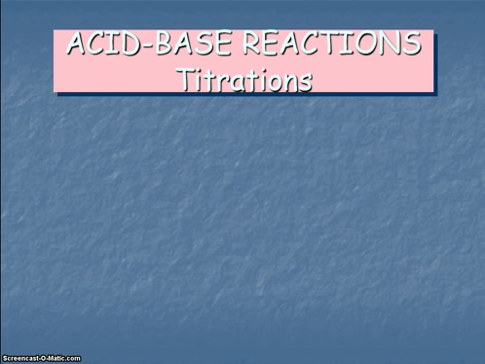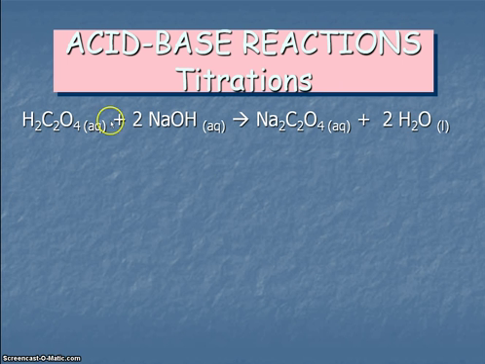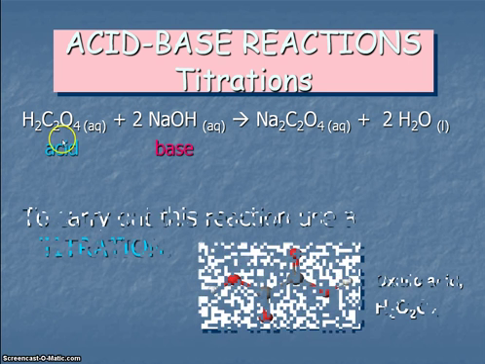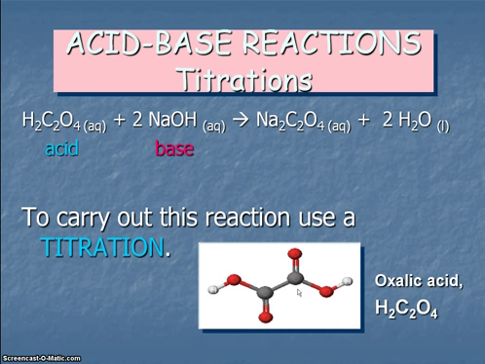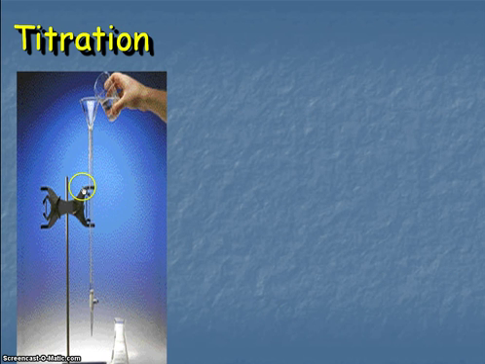So for the acid-base reaction, we need a balanced equation. From the balanced equation we need to have an acid and a base, and this acid is oxalic acid, and we've actually seen that before. That's the one that looked like that, remember, on our solutions video. So here we go, titration.